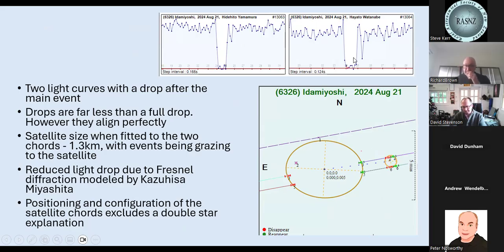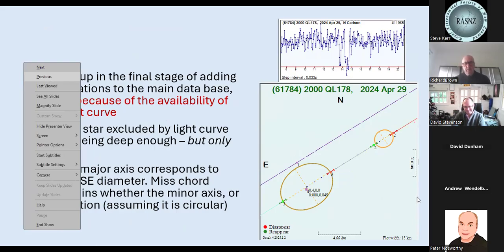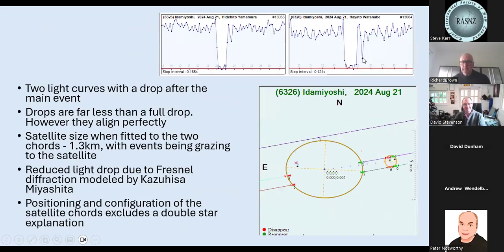Now this is an interesting one. There's the 2 light curves. Need to get back to this. 2 light curves, main drop and this drop afterwards. Significantly greater than the noise, so hopefully real. But what is it? Turns out those 2 drops coincide very nicely. And when you take the diameter that you fit to those chords and do Fresnel diffraction on it, you finish up with drops that deep.